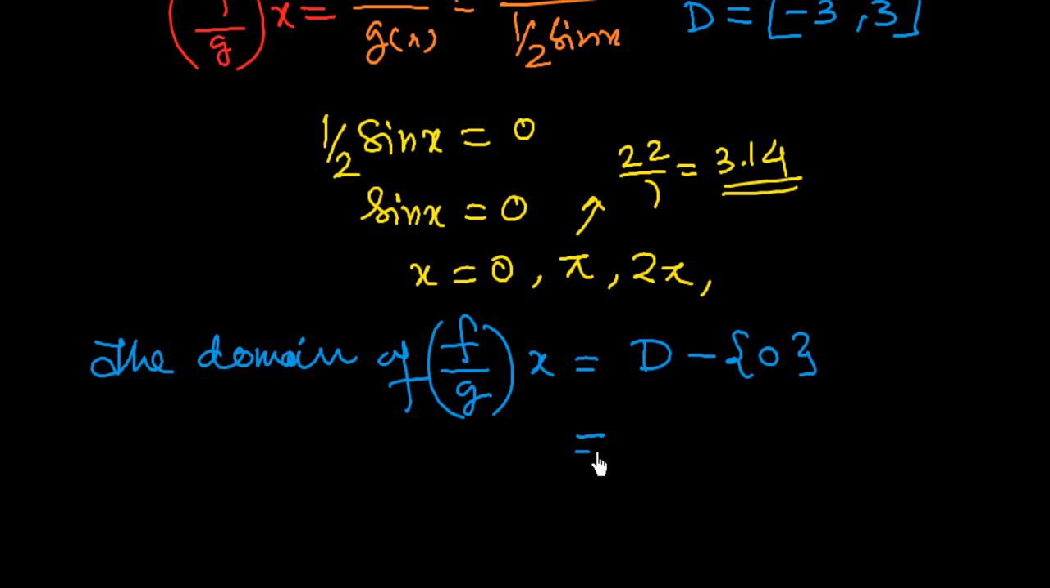So here we know that D is minus 3 to 3 and this one is 0, so we could write it in another way also. The domain is minus 3 to 0, in this way 0 is not included, union 0 to 3. So this would be the domain for this f over g of x function. Thank you.